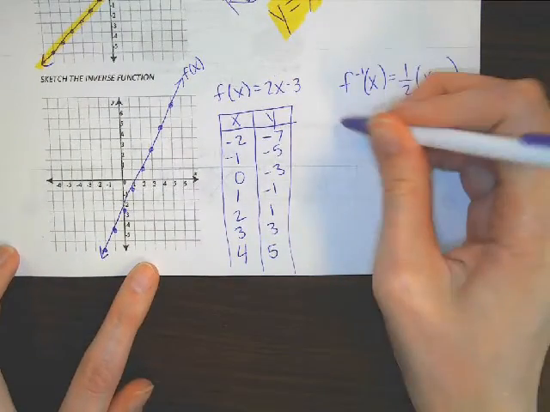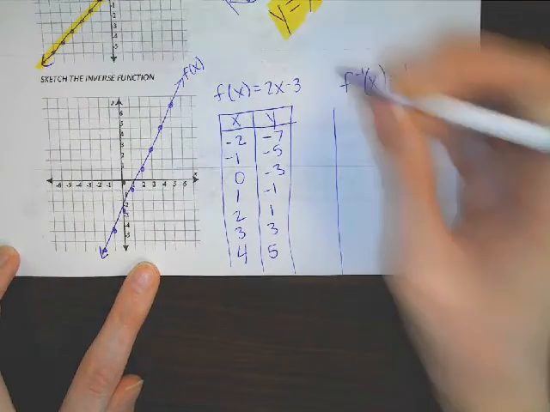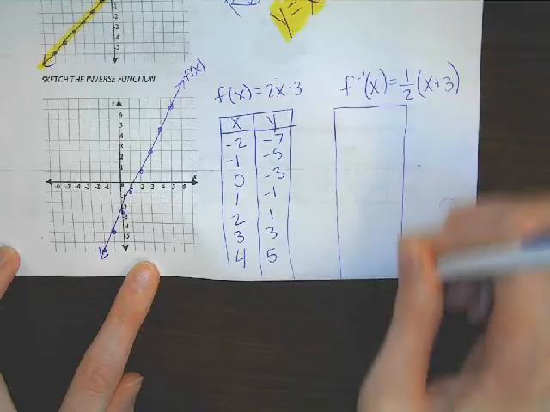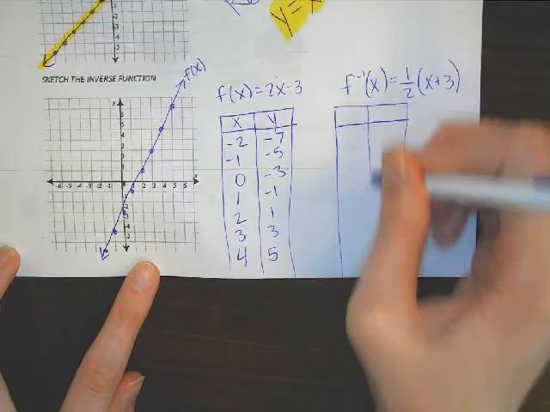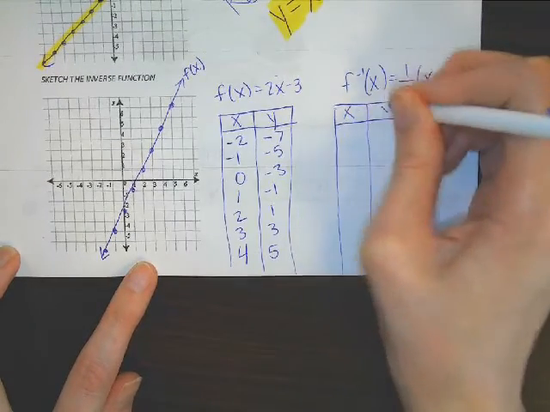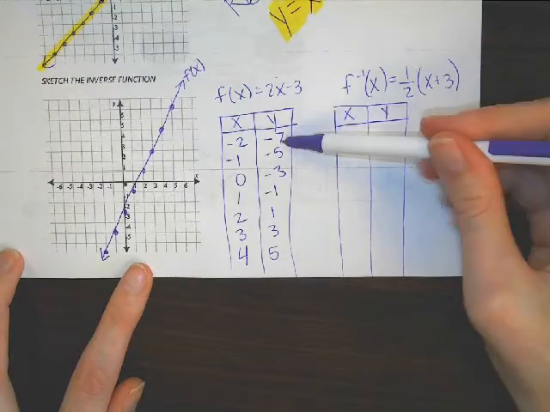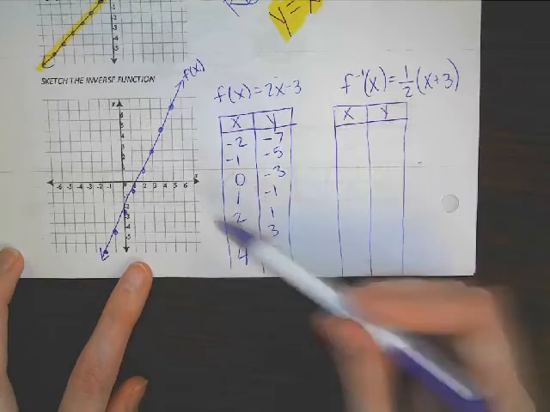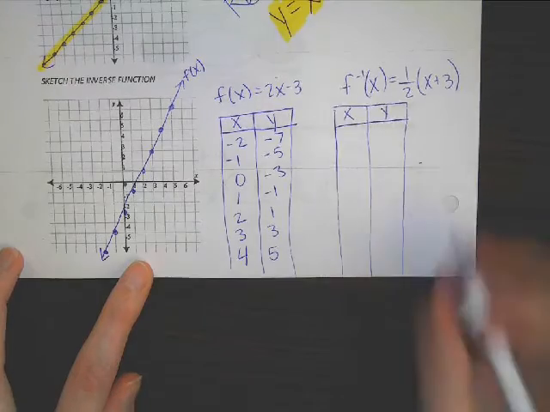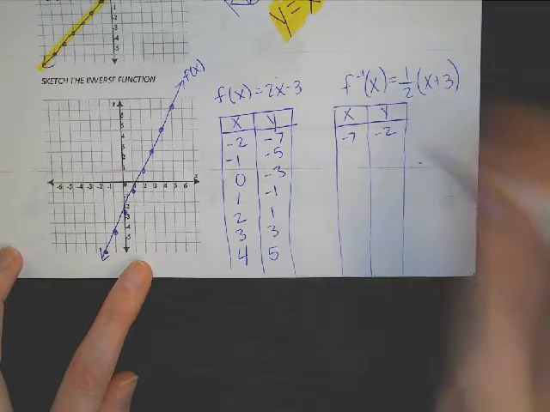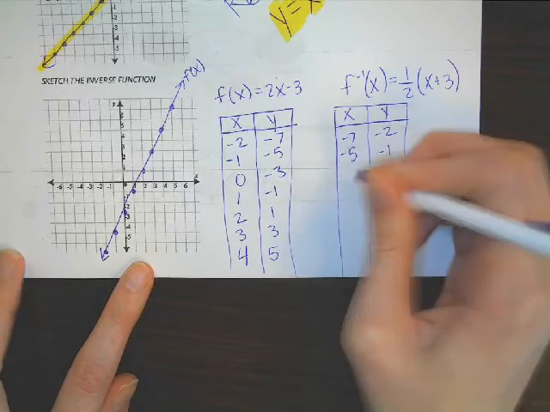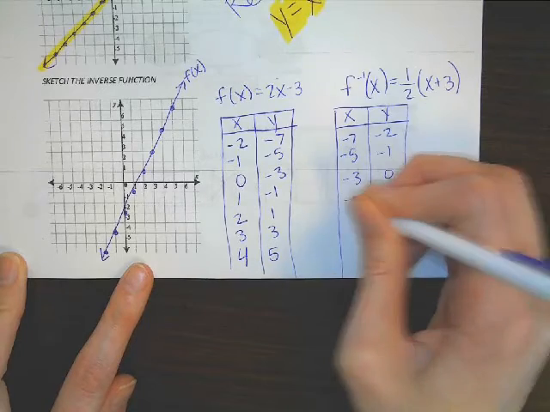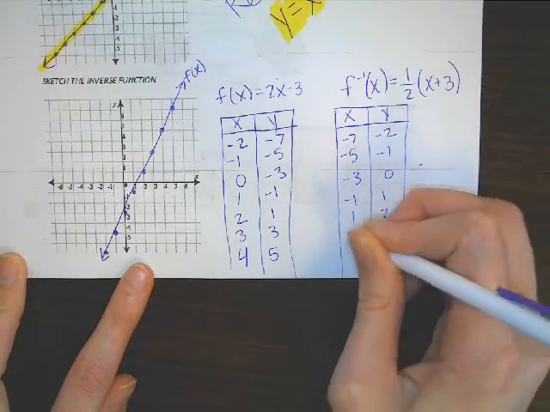Now we want to know what the inverse function would be. So the inverse we know is going to reflect the inputs and outputs, which means my outputs become my inputs and my inputs become my outputs. So we get -7, -2; -5, -1; -3, 0; -1, 1; 1, 2; 3, 3.